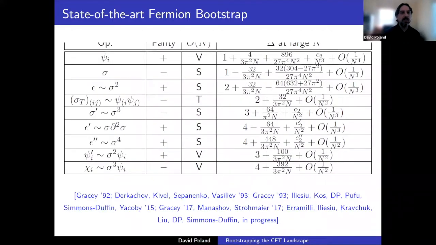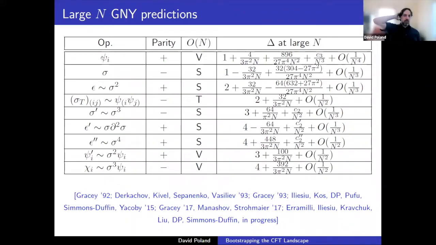And just to flash what the large N calculations look like, you can make a table of all the leading operators in the theory. There's psi, sigma, and epsilon. There's the 2-index symmetric tensor, psi_i psi_j. There's the sigma prime operator, which is like sigma cubed. There's the epsilon prime operator, which is like sigma del squared sigma. There's also a sigma to the 4th operator. And then there are various subleading fermion operators like sigma squared psi and sigma cubed psi.